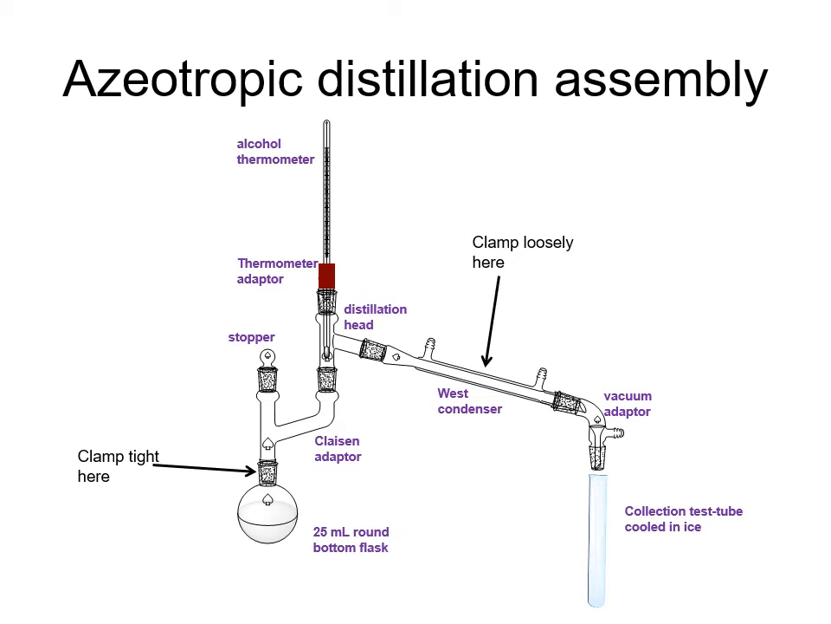So here's your azeotropic distillation setup, right? You have here your alcohol thermometer, your adapter, your distillation head. This is what you usually use, your condenser with the water flowing up, as we've discussed before. Vacuum pump adapter to collect your sample in the cooled ice, right? And you have here your Claisen adapter. This is closed at the top, and this is all connected to your round bottom flask.